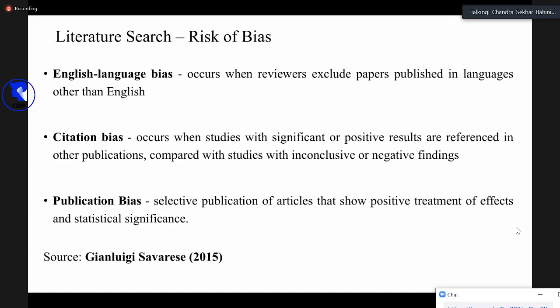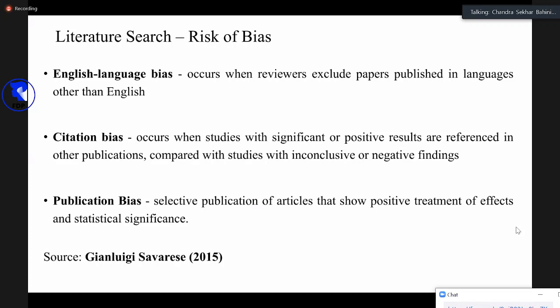Suppose you decide, it's up to you, you have to make a decision. Suppose you have decided that you'll include only those papers published in English. Then the second bias is the citation bias. Of course, this is when studies with significant or positive results are referenced in other publications. Some studies have positive or significant results, and those are published and get lots of citations. Sometimes a systematic literature review uses citations as a criterion to include papers.